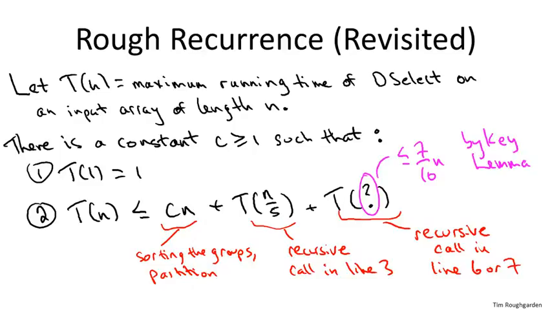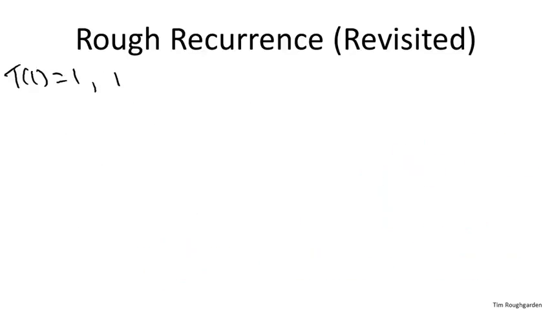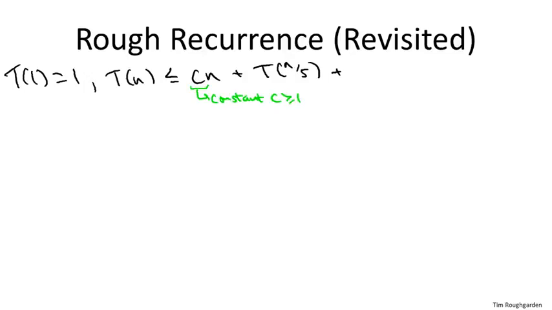So let me go ahead and rewrite the recurrence at the top of this slide. We're not really going to worry about the base case T of 1 equals 1, but what we're interested in is the fact that the running time on an input of length n is at most c times n, where again c is some constant, which is going to have to be at least 1, given all the work that we do outside the recursive calls, plus the recursive call on line 3 on an array of size n over 5, plus the second recursive call, which is on some array that has size, in the worst case, 7/10 n.